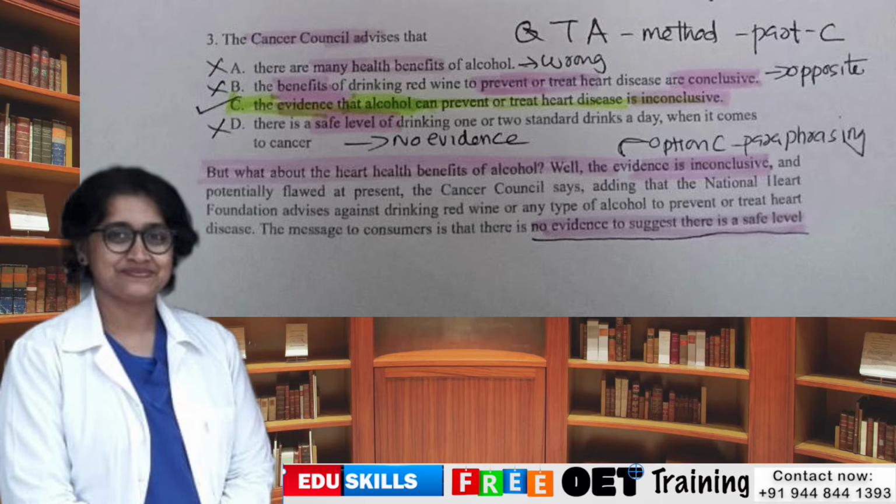It is not conclusive. As well as option A, there are many health benefits, it is wrong. As well as option D, there is a safe level of drinking one or two standard drinks a day when it comes to cancer. It is just the opposite of what the text says. So question number 3 has been explained.